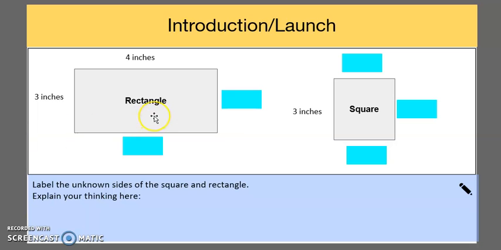Okay, so here we have two different figures. The first figure here is a rectangle, and this figure here is a square. The task for this slide is to label the unknown sides of the square and rectangle and explain your thinking. So again, pause the video, think about what the missing values will be here, and the same thing on this side. I want you to explain your thinking on how you got that answer and write it over here. So we're going to move on to the next slide.